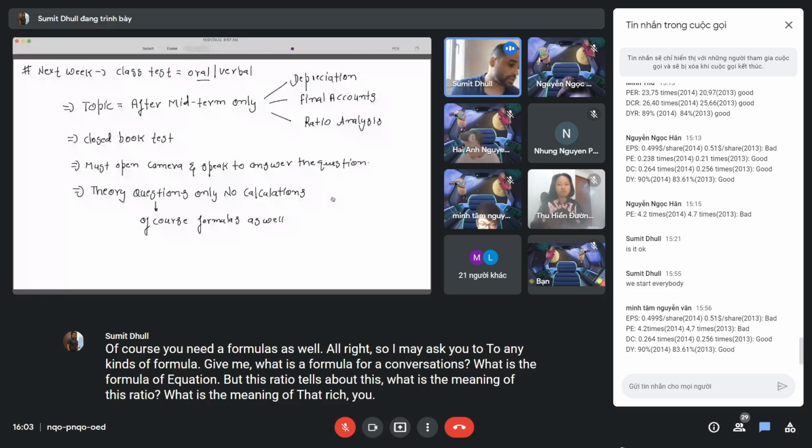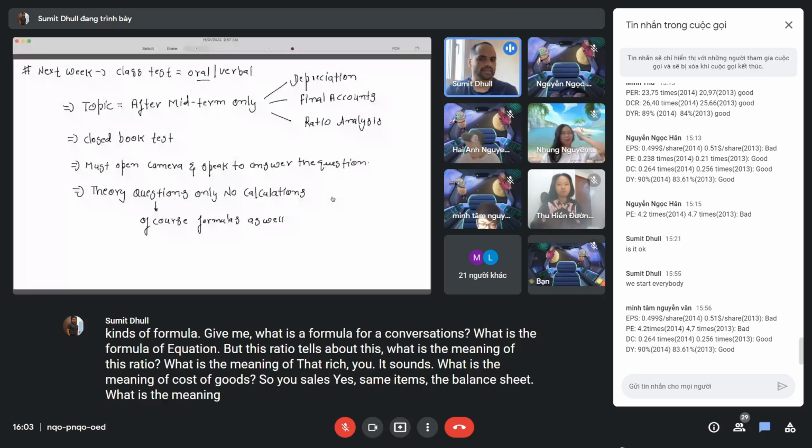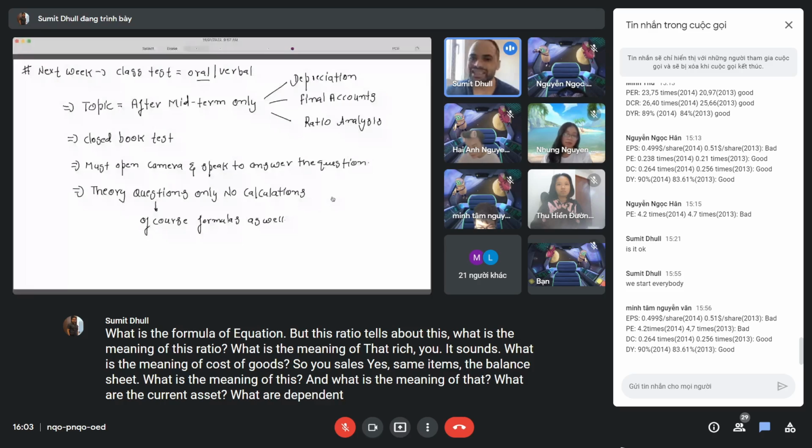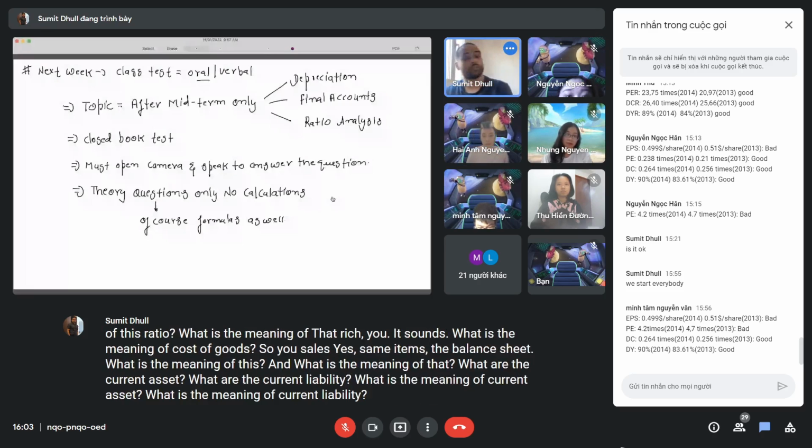Right? Same for final accounts. What is the meaning of cost of goods sold? What is the meaning of gross profit, meaning sales? Yes, same items in the balance sheet. What is the meaning of this and what is the meaning of that? What are the current assets? What are the current liabilities? What is the meaning of current asset? What is the meaning of current liability? Everything.